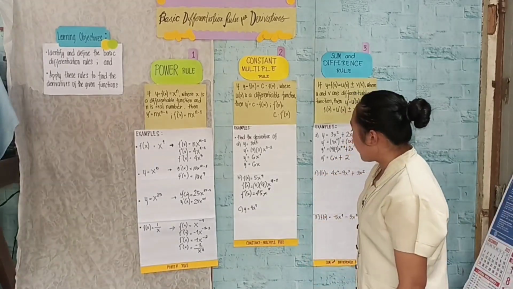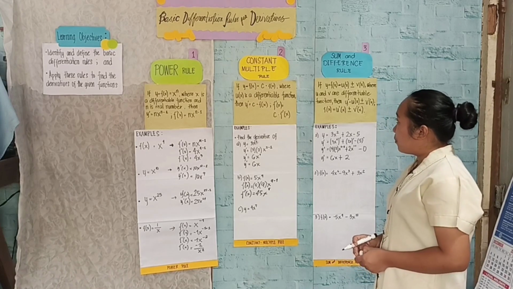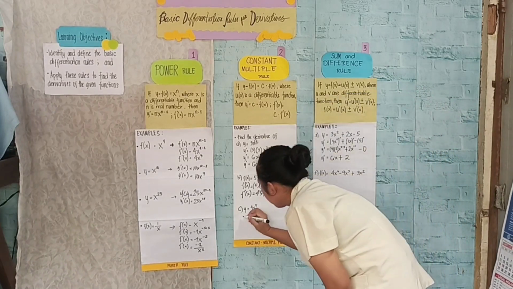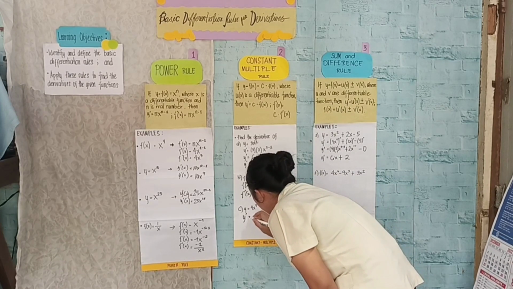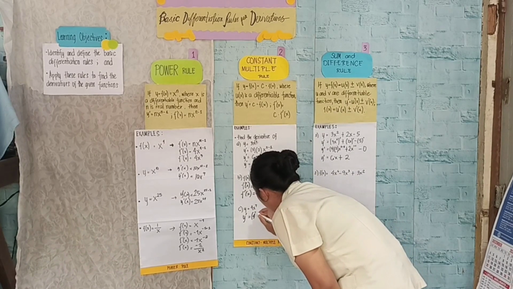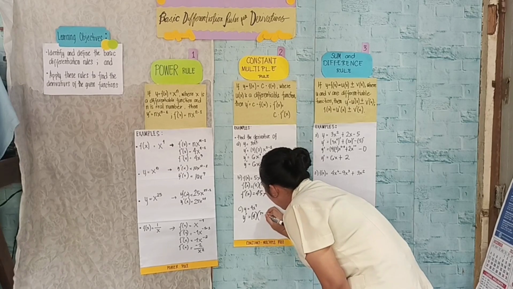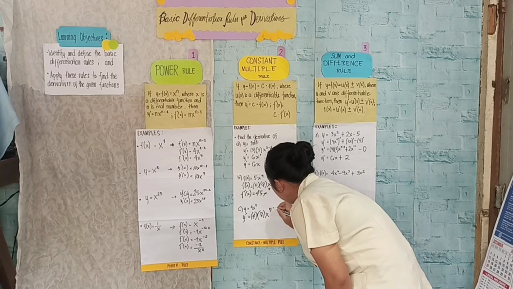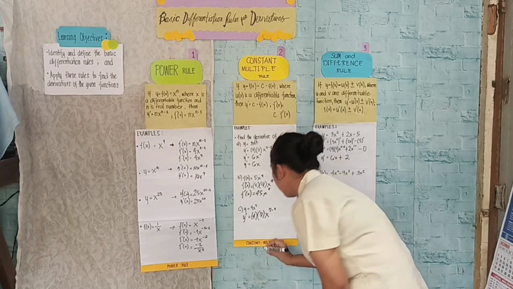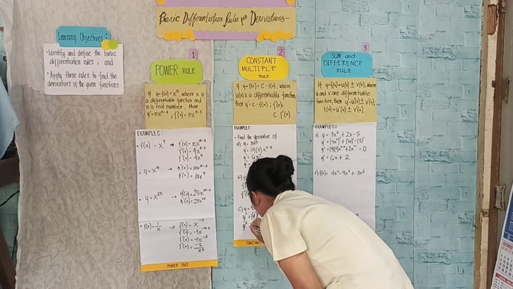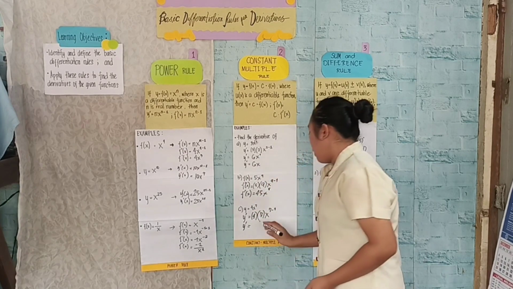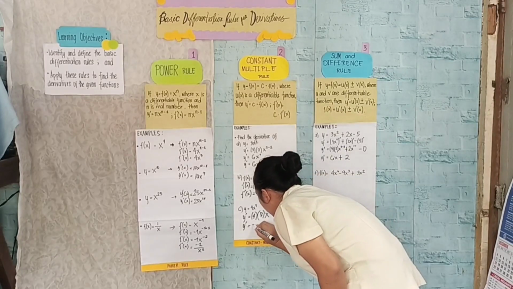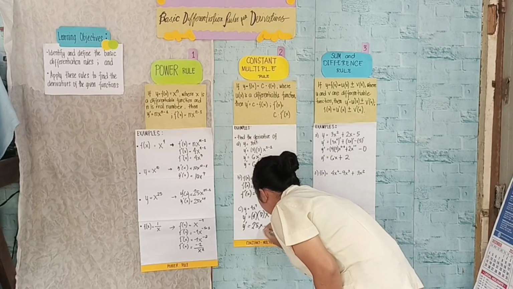And for our last example for this constant multiple rule, it would be y is equal to 4x to the 7, so y prime is equal to 4 multiplied by 7, x to the 7 minus 1. y prime is equal to 7 times 4, which is 28. So 28x to the 6.